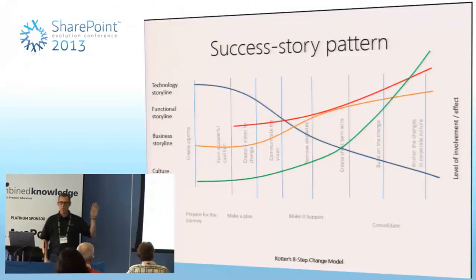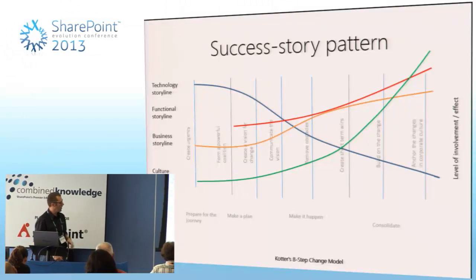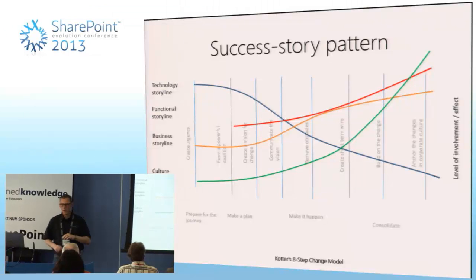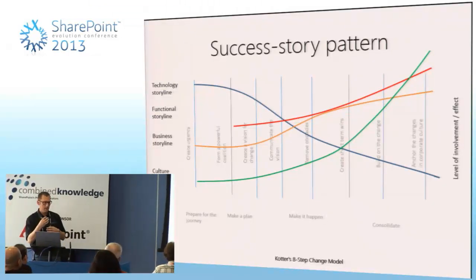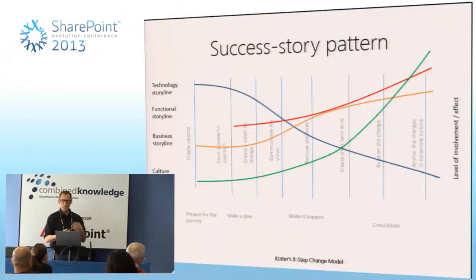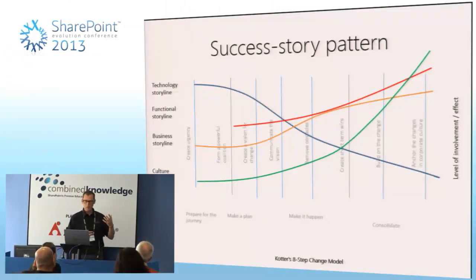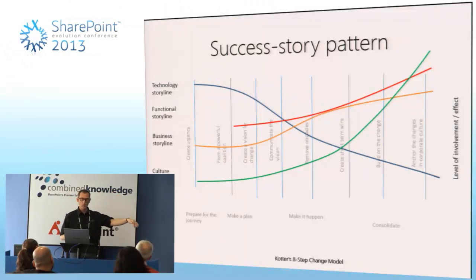So one of the things we used with one of my customers was this Kotter model, which uses a sort of 8-step program for changing organizations. And then we plotted a couple of storylines here: culture, business, functional, and technology. And we talked to the company and said, okay, in which stage of this changing process will we see more emphasis on one of these storylines? So it made people aware that we have to focus on technology in the beginning more, making sure everything works, making sure it's installed right, making sure everything is in the right place. And then when we get further down the line during the process, technology gets a little less important. So that's one of the things that helped.